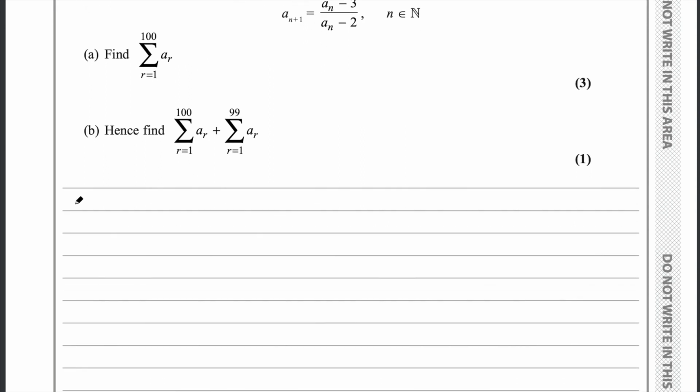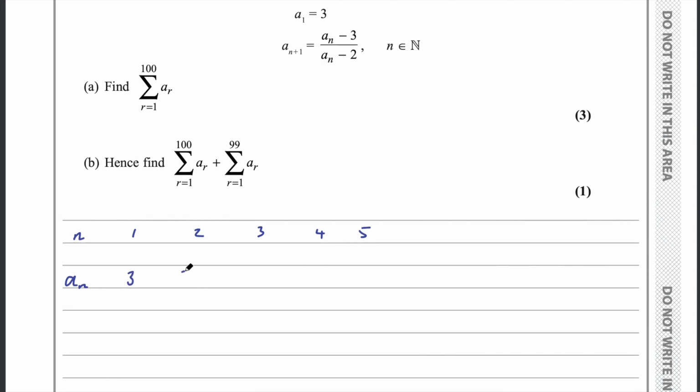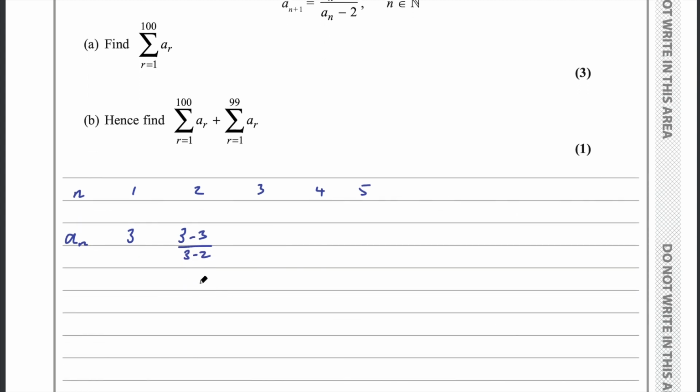So let's start with n here being 1, 2, 3, 4, 5. Let's go up to 5 to start with. And then we'll work out what a sub n is. So they've told us a sub 1 is 3. A sub 2 will be 3 take 3 over 3 take 2. This would be 0. 3 take 3 is 0. So 0 divided by anything, 0. Next one would be 0 take 3 over 0 take 2. This would be 3 over 2.